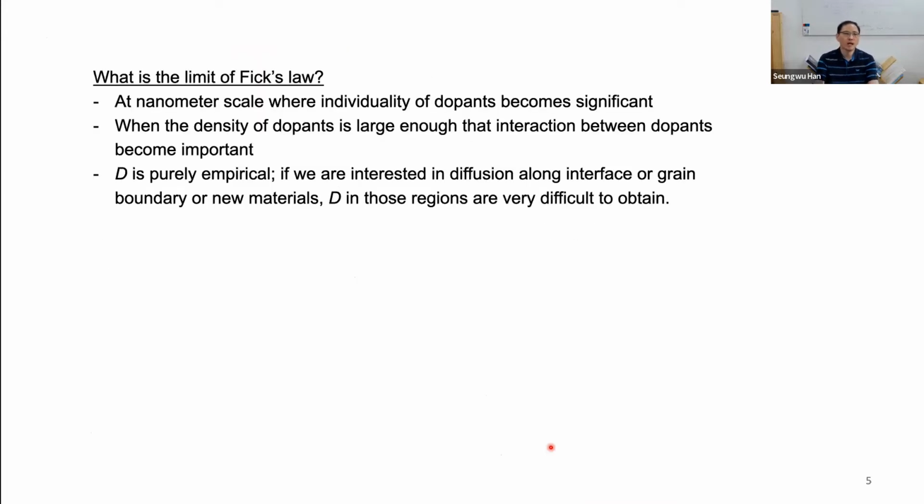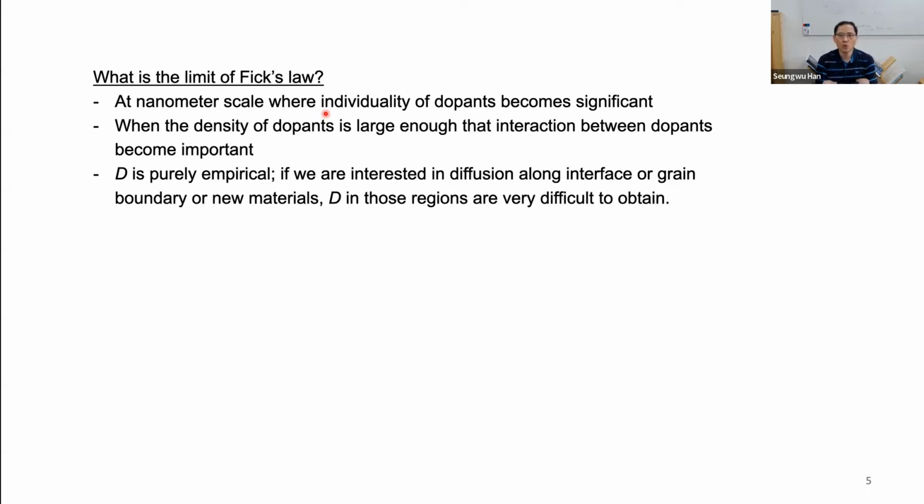The first is at the atomic scale, at the nanometer scale, where the individuality of the dopant becomes significant. In this case, the coarse-grain approximation does not work anymore. At the nanometer scale, with 10 angstrom or 100 angstrom, you can see the atoms. So for a more precise description of dopant diffusion, you have to introduce the individuality of the dopant.